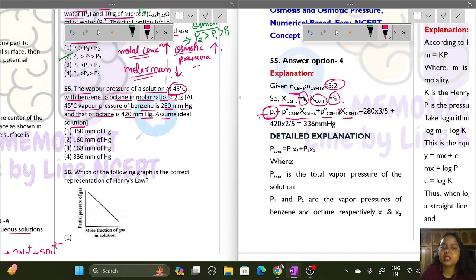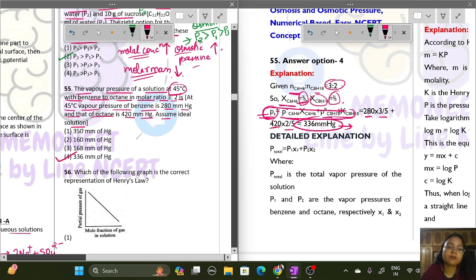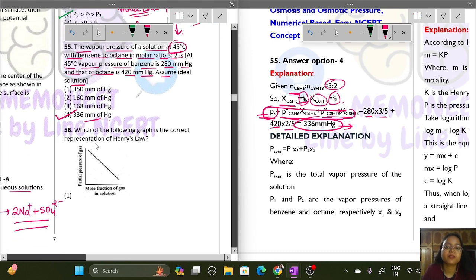Now this equation is the vapor pressure of the solution. So 280 is the vapor pressure of benzene and 3/5 is the mole fraction of benzene, and 420 is the vapor pressure of octane and 2/5 is the mole fraction of octane. On solving this we will get 336 mmHg as the correct answer. Option number 4 is the correct option.